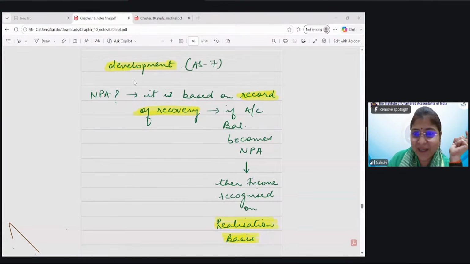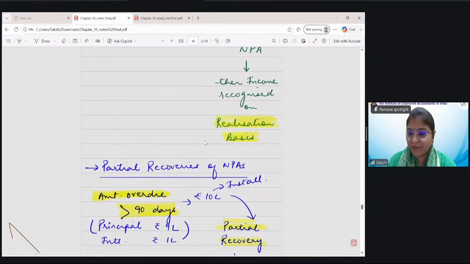Are you understanding, dear students? Is this portion clear to all of you? Is takeout finance clear to all of you? Please let me know, dear students. I'm waiting for your reply.